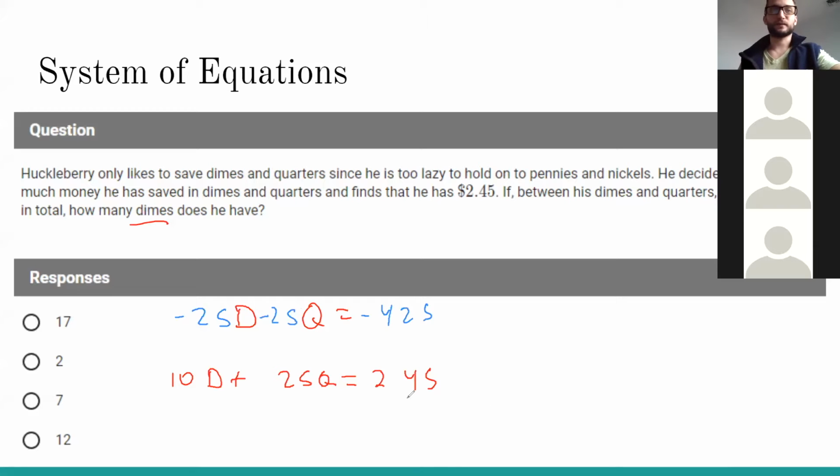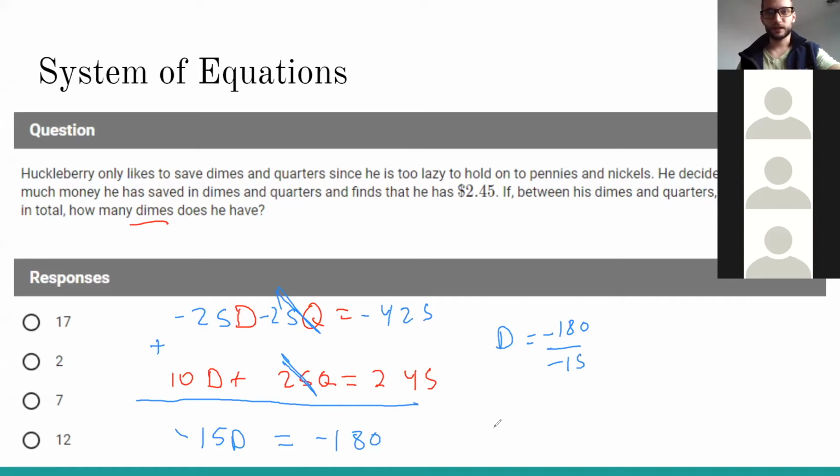Now that I've multiplied everything by negative 25, and the reason I did that is to get rid of my Q's, what I do from here is combine everything. So I've got negative 25D plus 10D, which is negative 15D. And I've got negative 25Q plus 25Q, so that's going to cancel. And then I've got negative 425 and 245, which is negative 180. So I've got negative 15D equals negative 180. Divide both sides by negative 15, so you have negative 180 over negative 15. The negatives cancel, I just have 180 over 15, which is 12. So that's why my answer is D, 12.